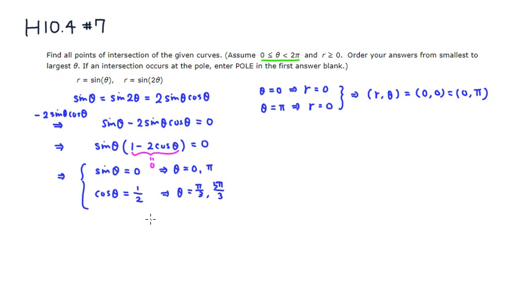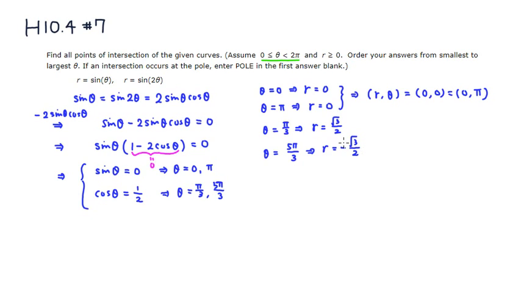And then the other cases. If theta is equal to pi over 3, then r is equal to sine of pi over 3, which is the square root of 3 over 2, right? And then if theta is equal to 5 pi over 3, this is a tricky one. Sine of 5 pi over 3 is actually negative square root of 3 over 2.